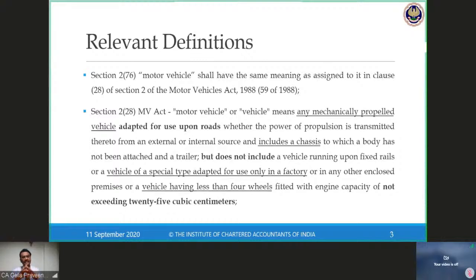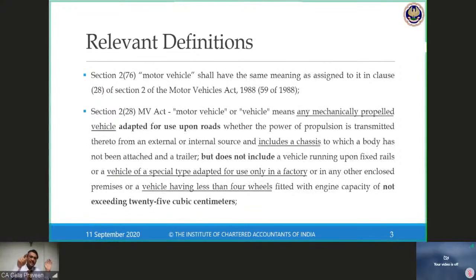Precisely, this definition says motor vehicle is nothing but a vehicle which has the capacity to run mechanically. A bullock cart is not a mechanical vehicle because it doesn't have an engine. A vehicle which is mechanically operated has a propulsion, that means there is a torque force which makes the vehicle run. This force is what is called mechanically propelled. So if there is a vehicle without an engine, I don't call that a motor vehicle.